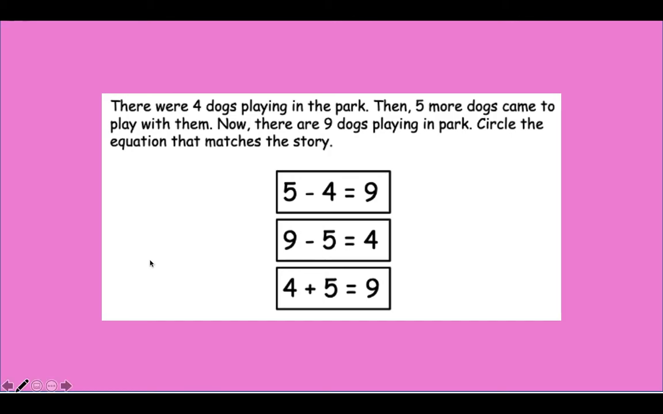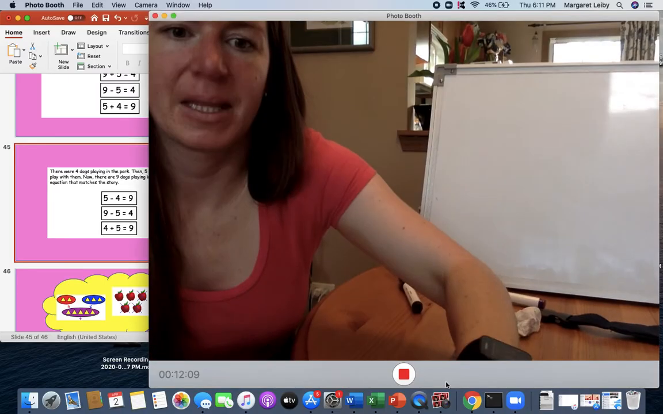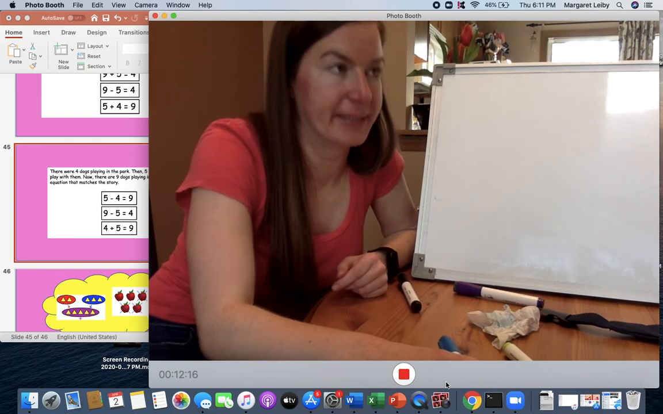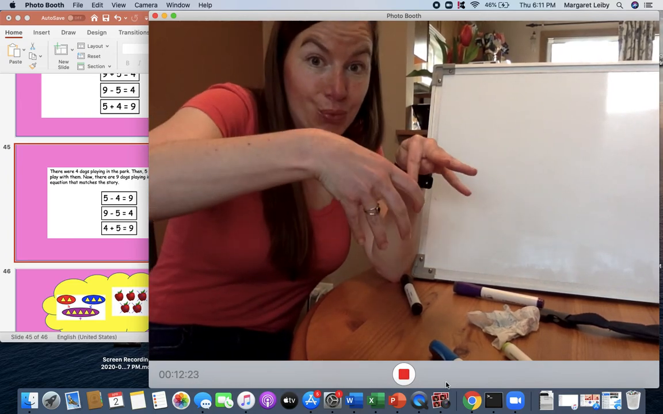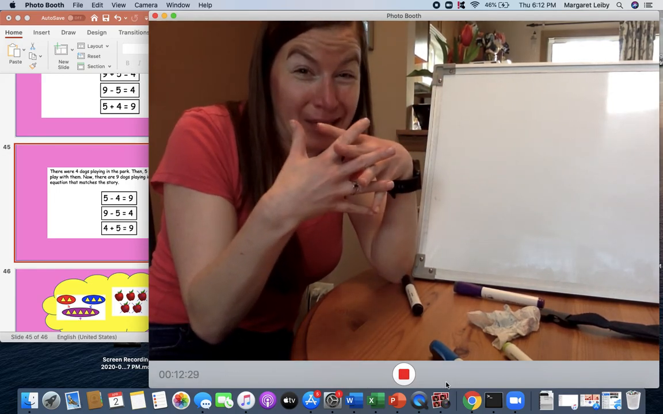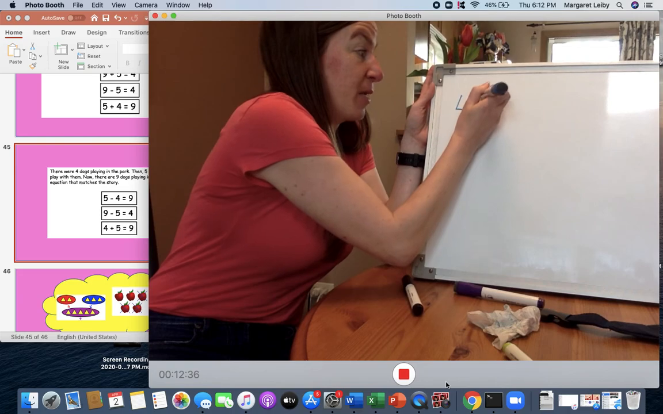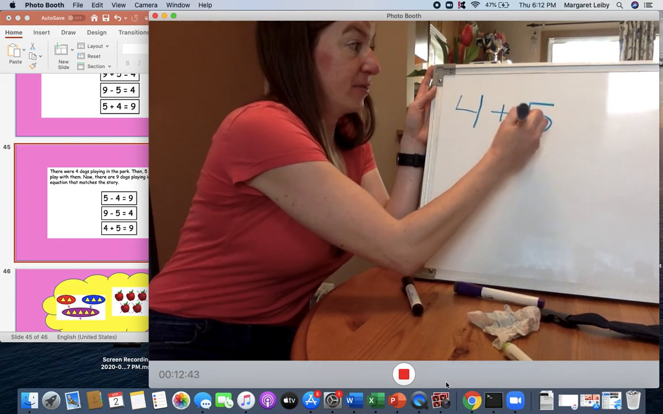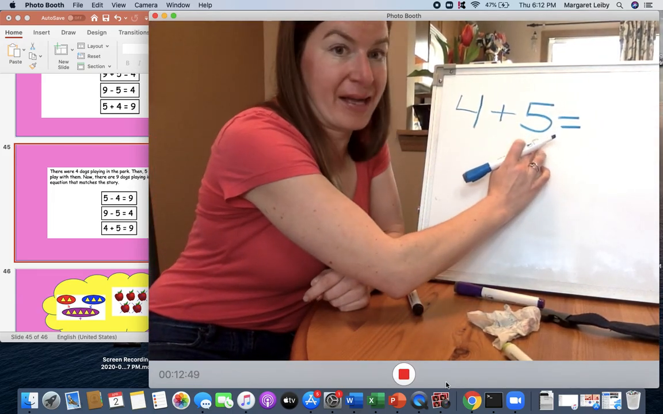All right, let's take a look. So it said there were 4 dogs playing in the park, and then 5 more dogs came to play. So if I've got 4 dogs playing in the park, and then 5 more come, my amount is getting bigger. I am adding and putting those together, so I know that I'm using the plus sign and I'm putting 2 parts together. So we started with the 4 dogs playing in the park, and then we are adding 5 more dogs that came to join them. 4 plus 5. And so then the story tells us there are 9 dogs in the park. So 4 plus 5 equals 9.